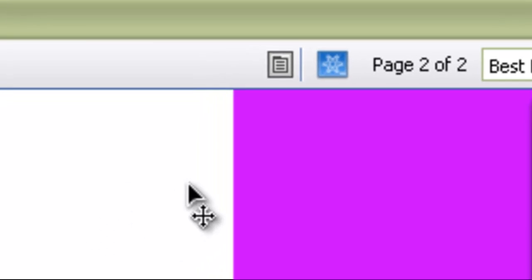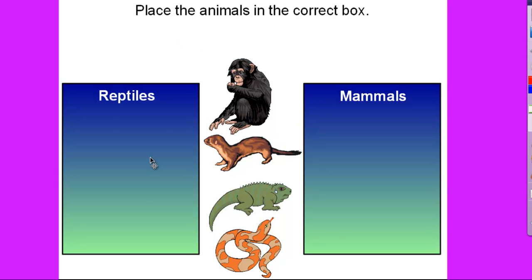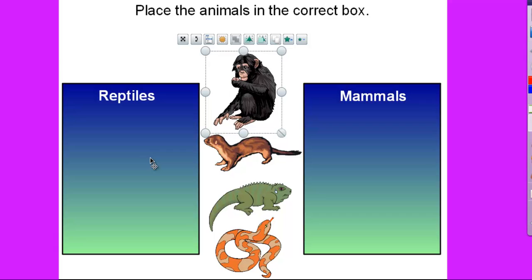So now let's change our design view over to presentation view. So now that this is blue over here, I'm in presentation mode. So now let's test our slide. Let's try to grab the chimp and put him in the reptile box to see how he behaves. And he bounces back because he is not a reptile. Let's drag him to the mammals box and see how he does.